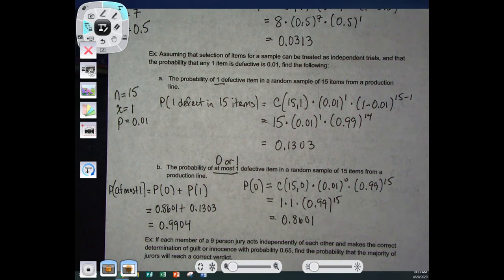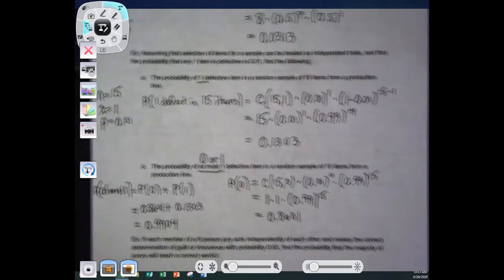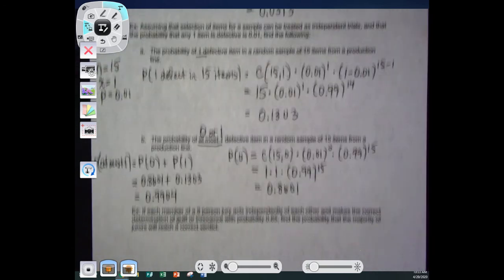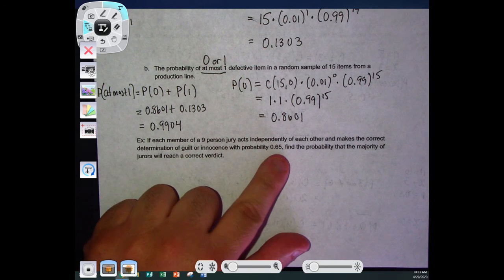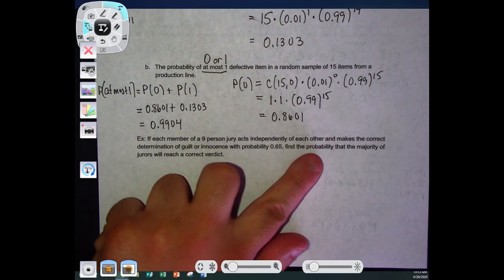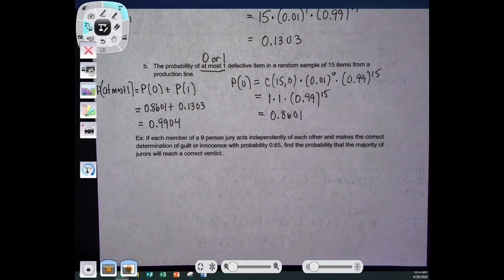Now, last example of where this can be used, where there's multiples. So if we have a 9-person jury where each member acts independently of each other and makes the correct determination of guilt or innocence, we assign a probability of 0.65. We want to ask, what's the probability that the majority of jurors will reach a correct verdict?